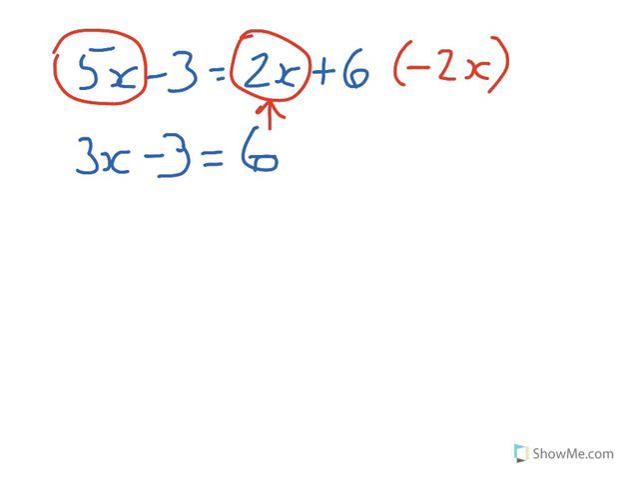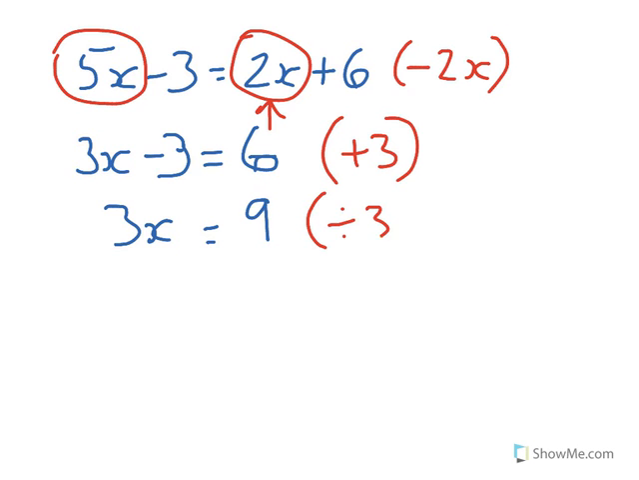Well, we're going to add 3 to both sides, so that we would get left with 3x equals 9. And then what would we do? We would divide by 3, so that we get x equals 3. And that's probably as hard as it gets. I'll do one more of those, and then we've got one more type.